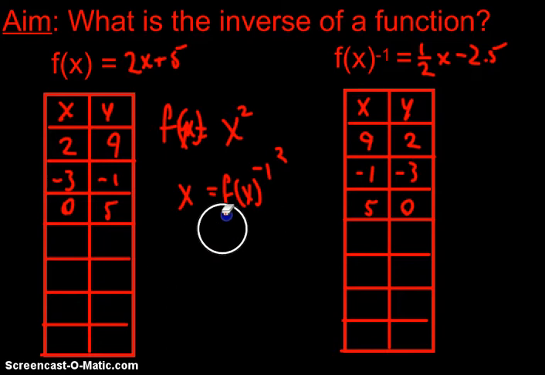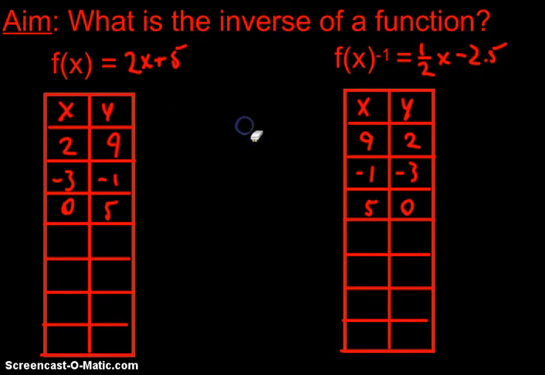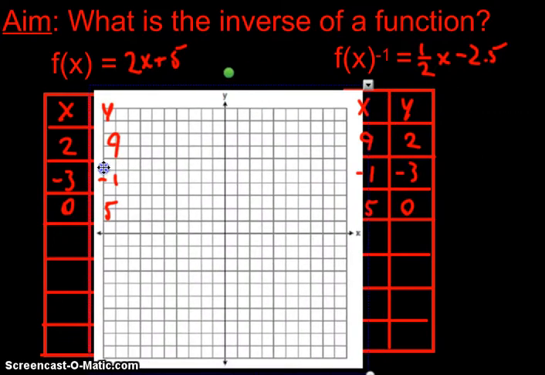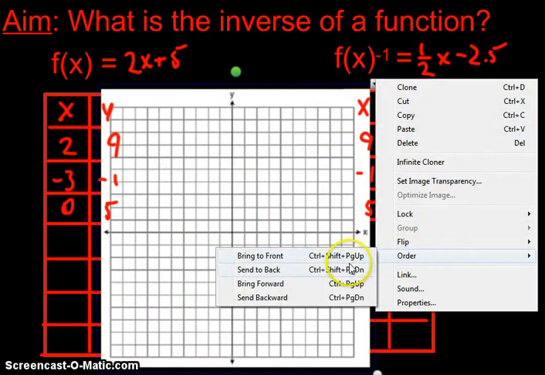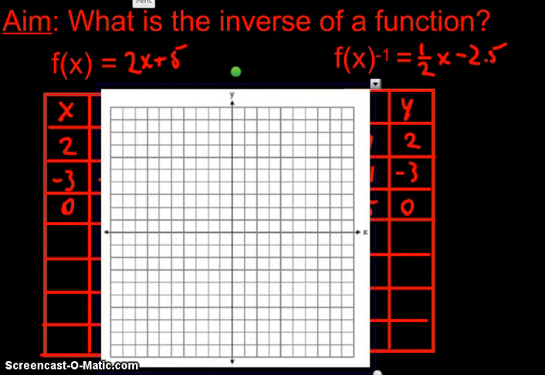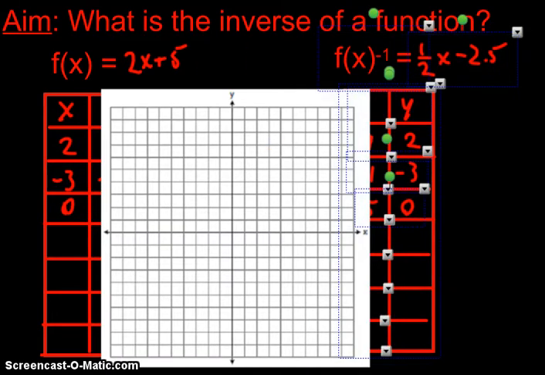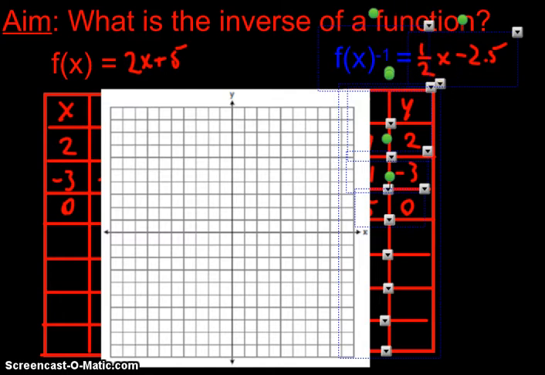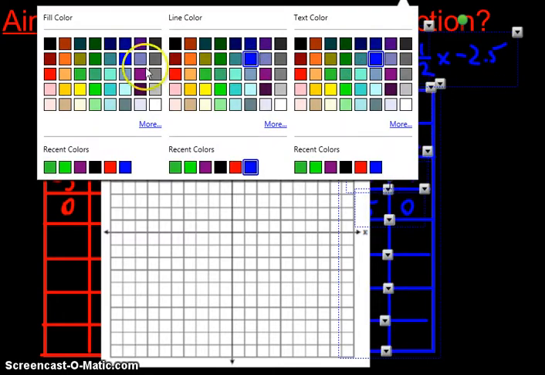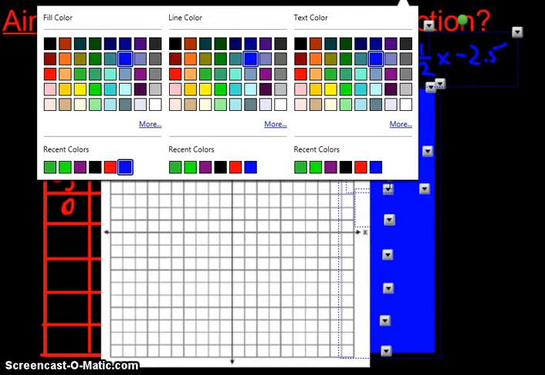So let's take a look at these two functions. We take this graph, we move it to the front, so it's not being blocked by anything. So we have the original function. I'm going to make the inverse function entirely blue so that it's different. Everything blue, text, lines, everything blue. Not the fill. I didn't want the fill to be blue. Okay.